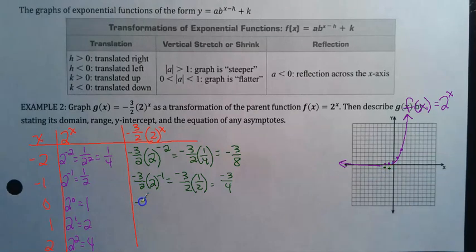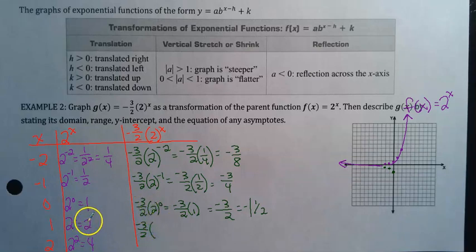Okay, so then we're going to have negative 3/2 times 2 to the power of 0, which is just negative 3/2 times 1, which is negative 3/2. So that's negative 1.5 when you're graphing. That might be more helpful. So 0, negative 1.5. And then negative 3/2 times 2 to the power of 1, but I already know 2 to the power of 1 is 2, which is just going to give me negative 3. So I'm going to graph 1, negative 3.